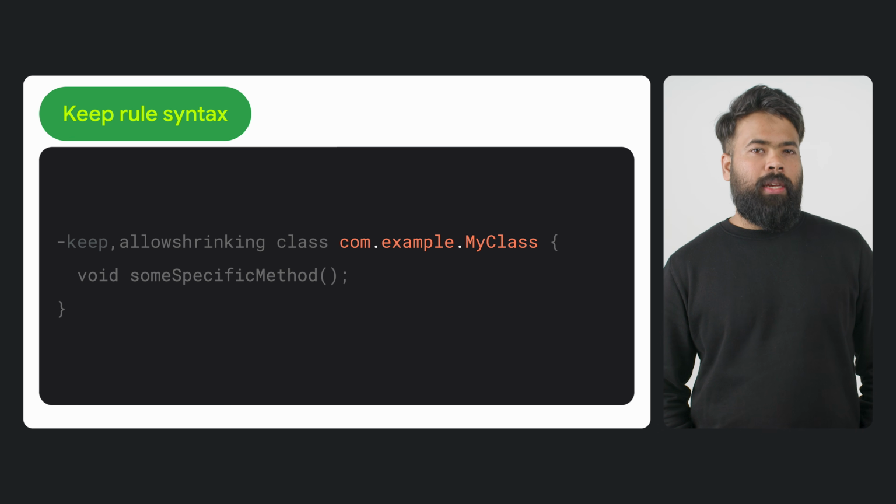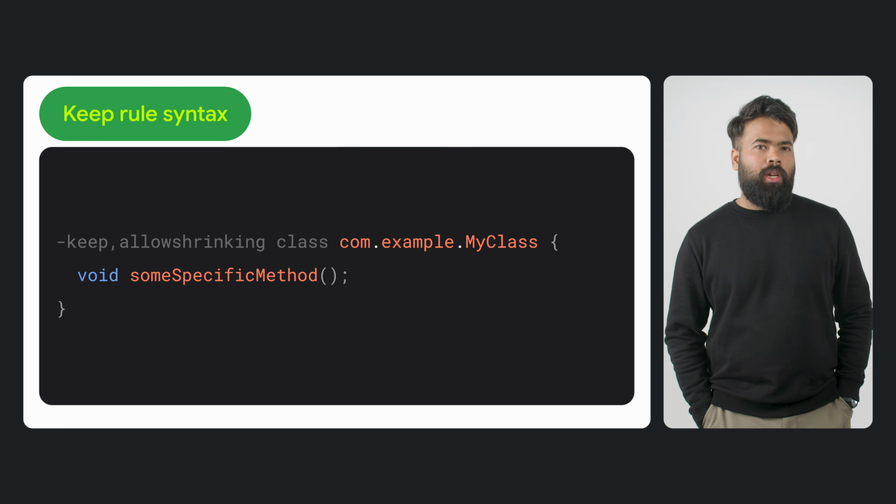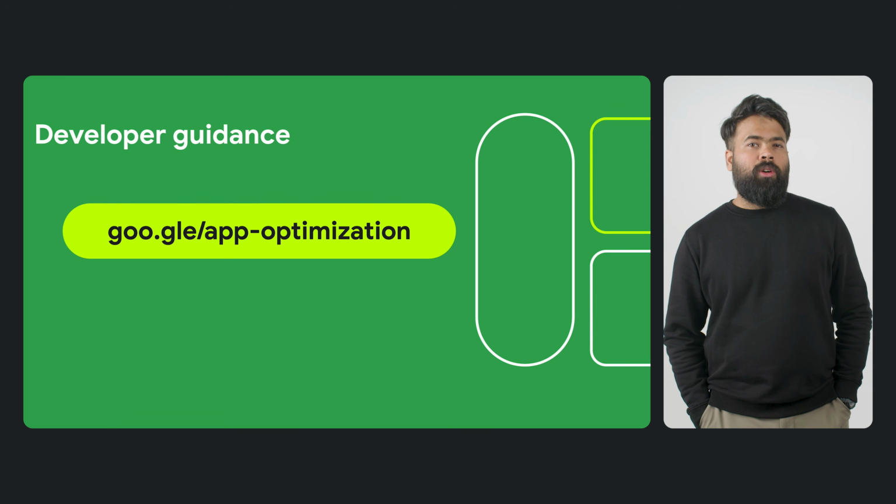You can start with the keyword class, followed by the fully qualified class name. That means you need to include its package name. You can become more specific and tell the optimizer exactly which members to keep within that class. This looks oddly familiar, almost like a regular class declaration. Within the declaration, list members and methods you want to keep. For more information about how to write keep rules, check out our newly updated developer guidance. You can find a link in this video's description.